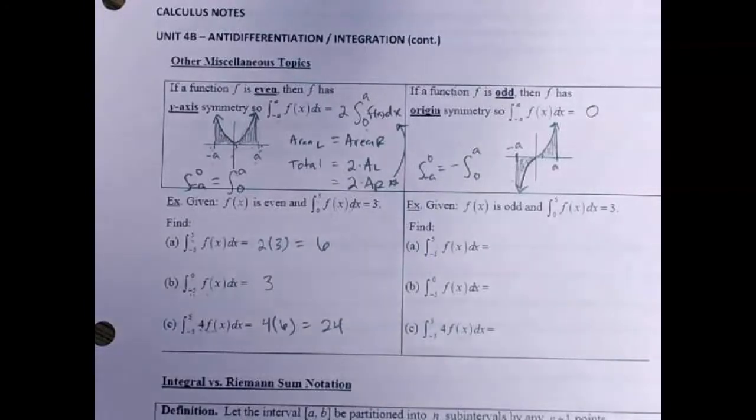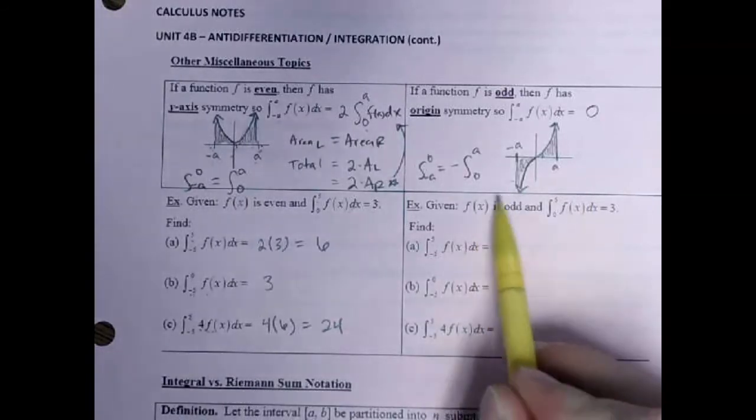Okay, so even functions, nice. Find one side, double it. That gets you the total. Odd functions are even easier because the two sides perfectly cancel out. They're the same size, but one's positive, one's negative. All right, a couple of examples, then we're done with this quick video.